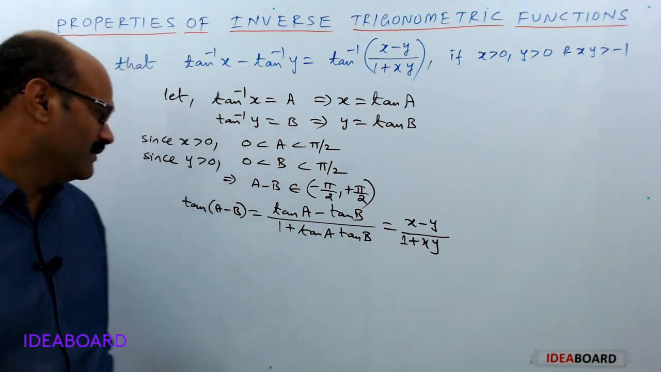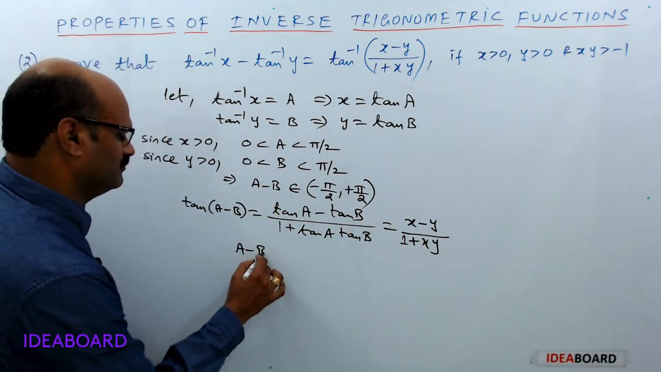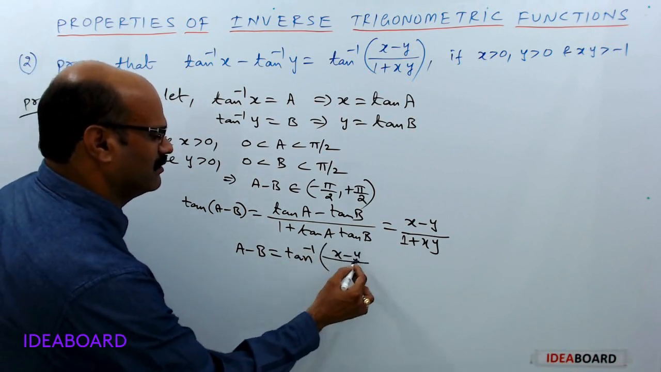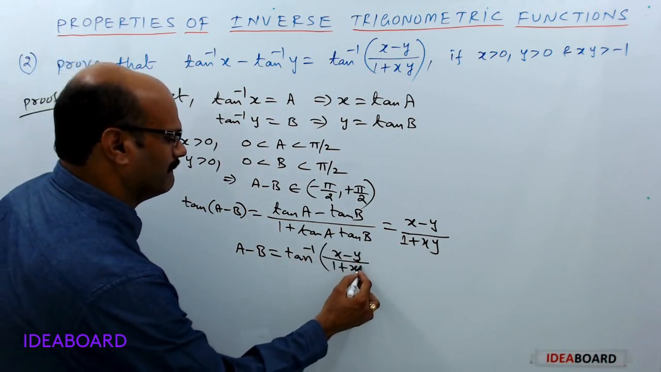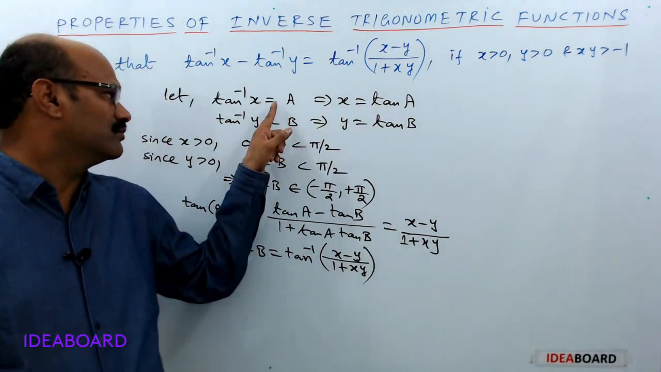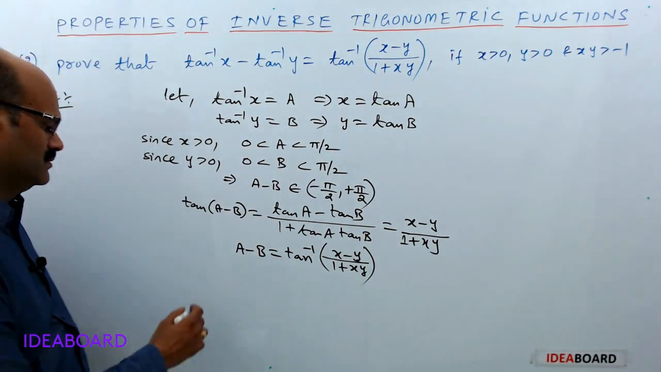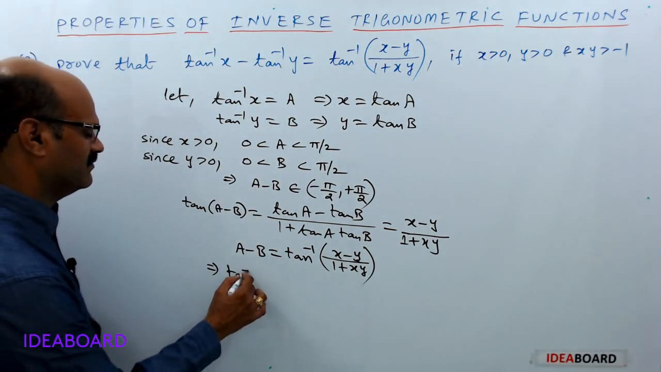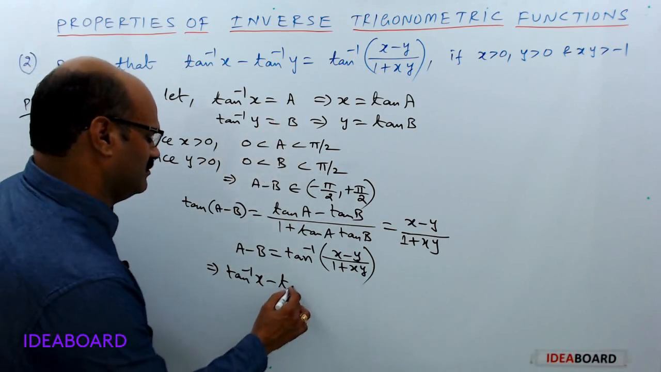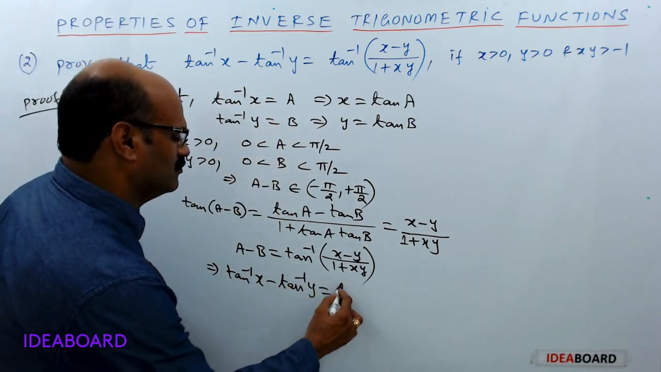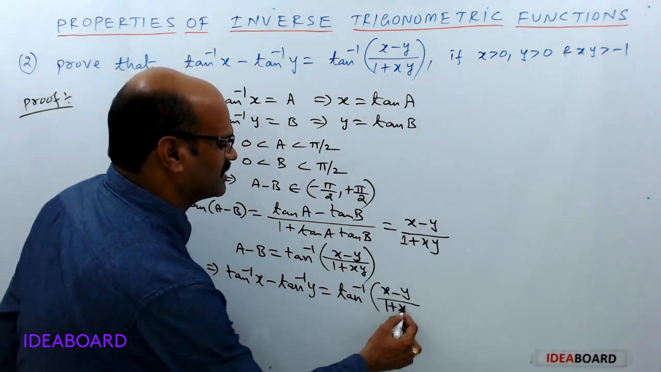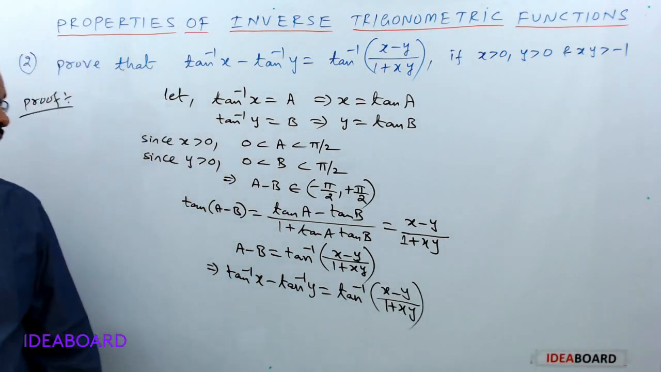So we can write a minus b equal to tan inverse of x minus y by 1 plus xy. Here a equal to tan inverse of x. So it implies tan inverse of x minus tan inverse of y equal to tan inverse of x minus y by 1 plus xy. Hence proved.